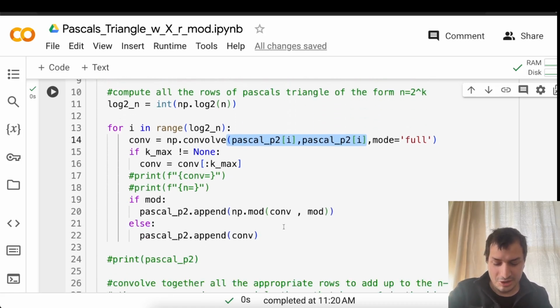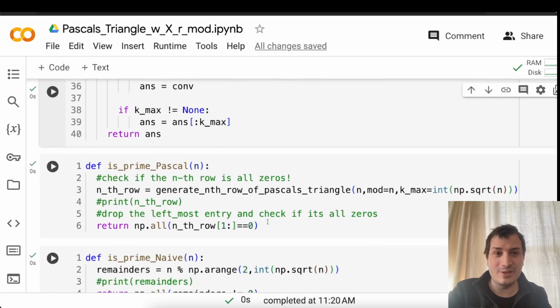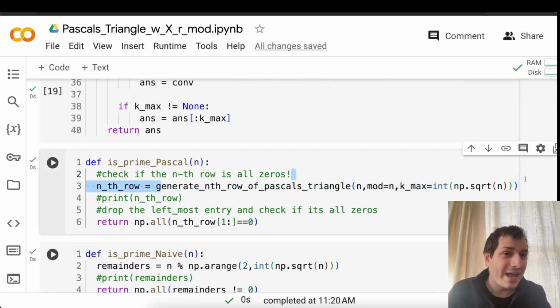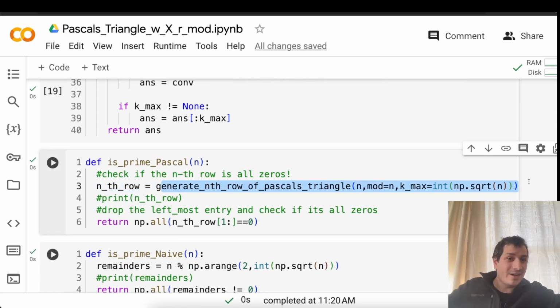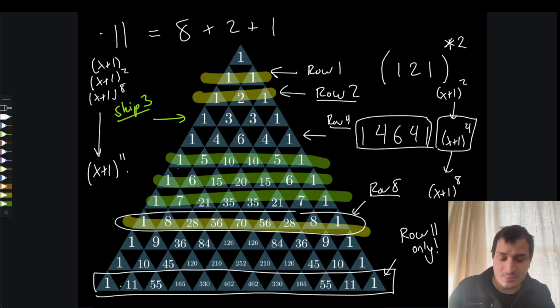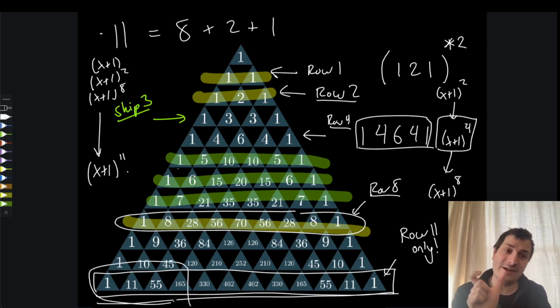Okay. And one extra thing we can do, when we generate the nth row, is stop at the square root of n. So instead of generating the entire row, we can just generate the first square root of n entries. So let's go back to the picture over here. If you want to check if 11 is prime, for example, you don't actually need to check this entire row. You can just calculate the first little bit, because if it has a factor, that factor must appear somewhere in the first square root of n rows.